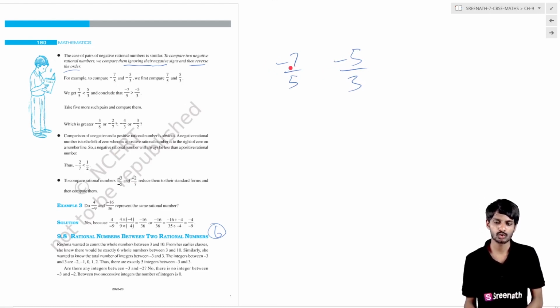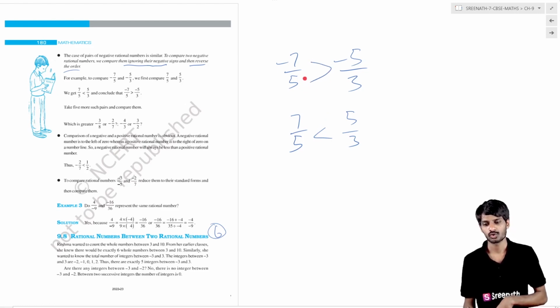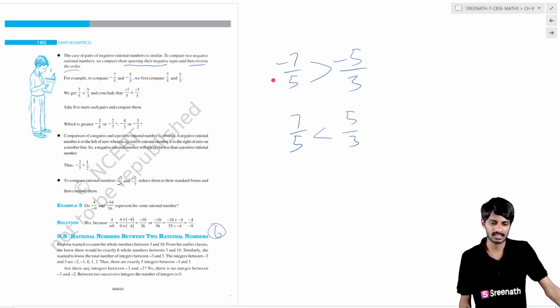But first, take them as positive numbers, 7 by 5 and 5 by 3. 7 by 5 is less than 5 by 3. This is the case when there is a positive sign. So when there is a negative sign, just change this order. So you have to write it like that. Then minus 7 by 5 is greater than minus 5 by 3. This is the case whenever there are two negative rational numbers.